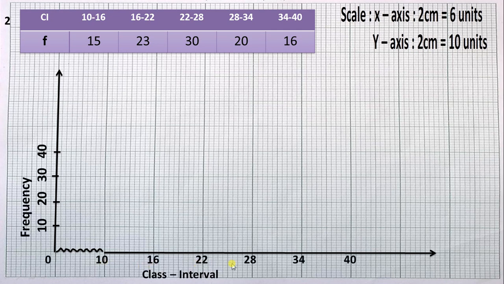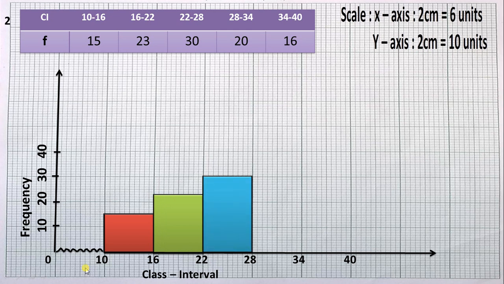10, 16, 22, 28 and so on, and on the y-axis 10, 20, 30, 40. Now draw the rectangles. 10 to 16, it is 15, 16 to 22, 23, 22 to 28, 30, 28 to 34, 20, 34 to 40, it is 16.